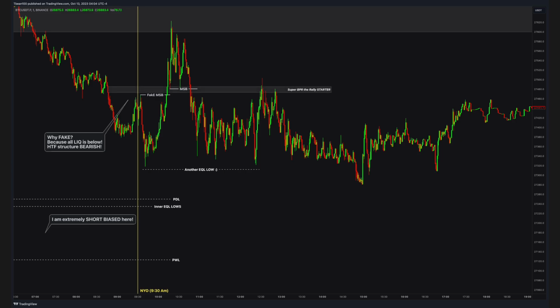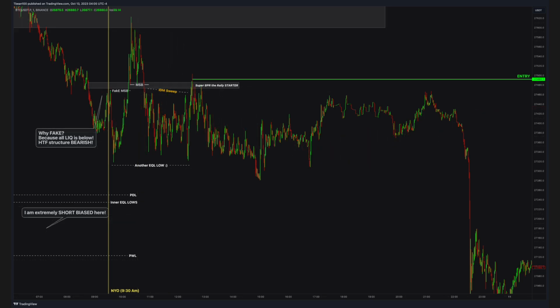Right after this point, I noticed the super BPR, the rally starter, but not in a random place, just after the inducement area. If you watched my previous video on catching rallies with inducement and super BPR strategy, you should easily see these structures. This was the point I made another market sell. This was not a quick trade. However, at the end, you can see all of our liquidity levels cleared. It is important to know what is going to happen before it happens.